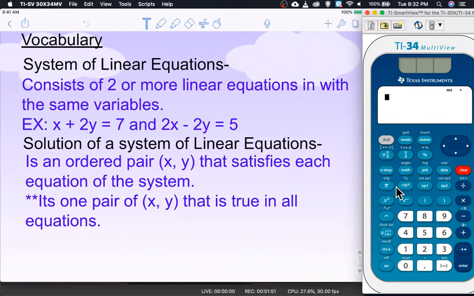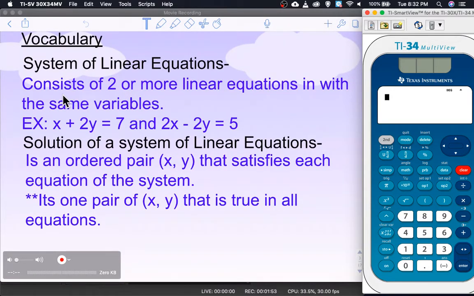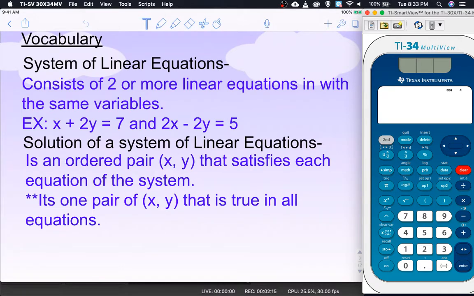So what is a linear system? Well, a system of linear equations consists of two or more equations with the same variables. Like here, this would be a system of equations. This equation has an x and a y. This second equation has an x and a y. I could solve this system of equations using a bunch of different methods. The method we're going to learn about in this video is by graphing.